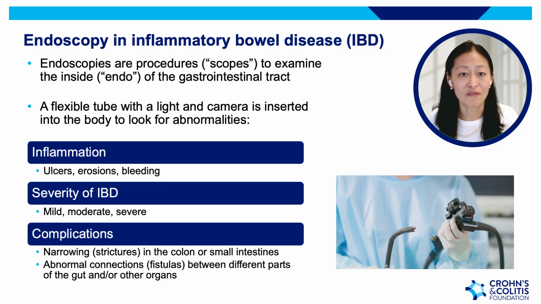We classify the severity of the inflammation of inflammatory bowel disease, and typically that can be graded as mild, moderate, or severe. And then we look for complications such as narrowings or strictures in the colon or small intestines, and other things such as abnormal connections, such as fistulas, which are tunnels between one point and another, or one organ and another, between different parts of the gut and other organs.